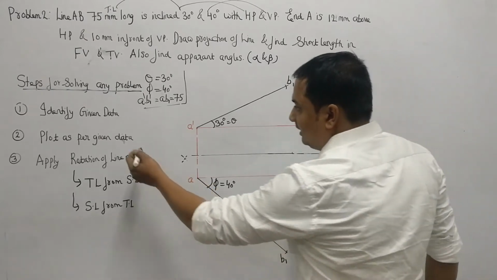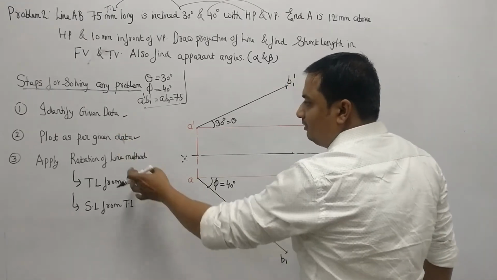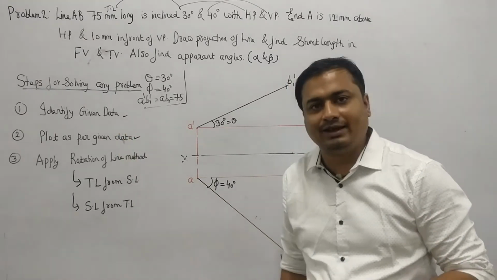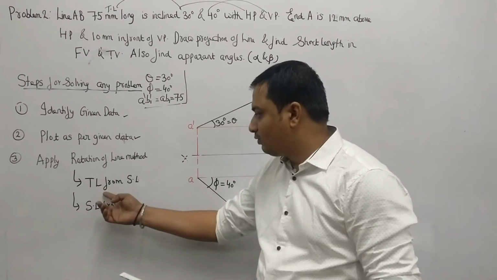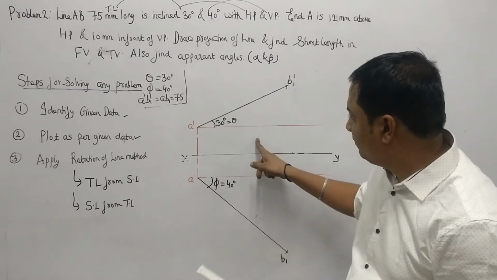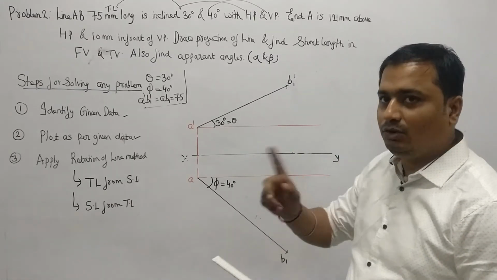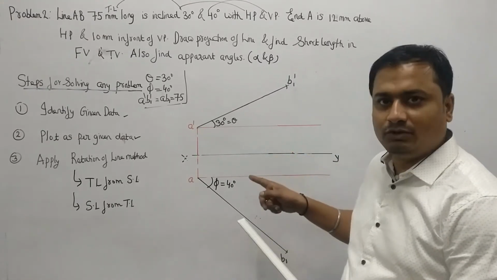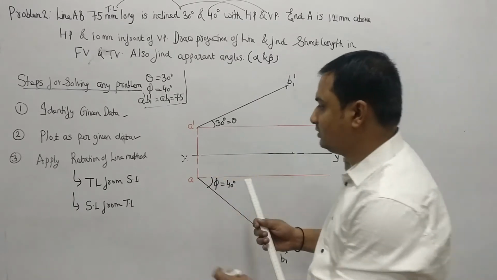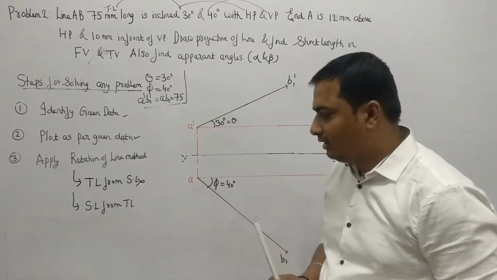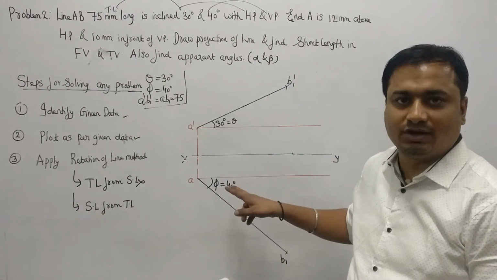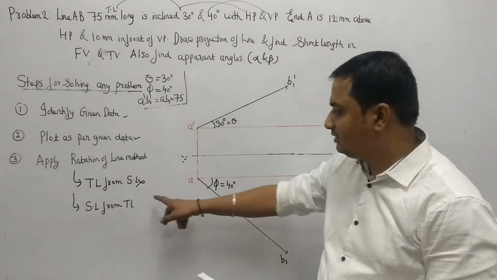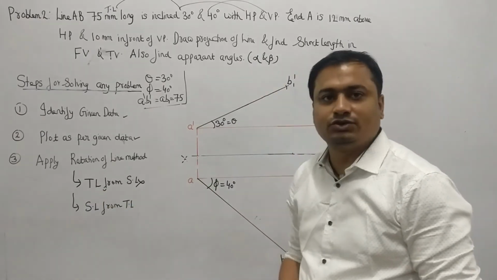So we have done this also. Okay, now coming to the third one, apply the rotation of line method. Again there are two cases: whether to find the true length from the short length. In this problem, do we have to find the true length from the short length? No, because the true length is already given to us, so this is not applicable here. Now, whether we have to find the short length from the true length? Yes, we have to find the short length from the true length. So we have to use the second concept, finding the short length from the true length.